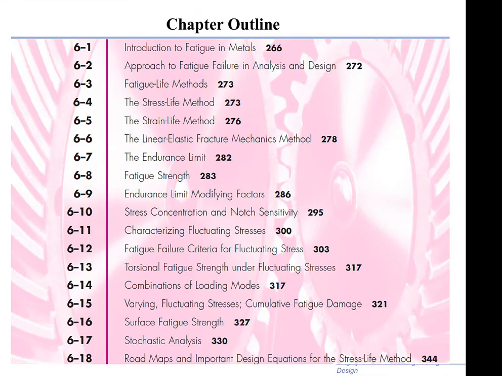And the approaches that we will use will basically be three different approaches that are shown here. One is called the fatigue life based on the stress life method, and the second is based on the strain life method, and the third that you can see here is the linear elastic fracture mechanics methods. So we have three of them to assess the fatigue life.